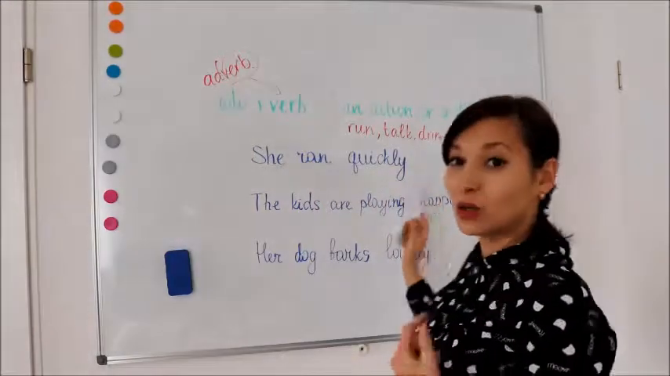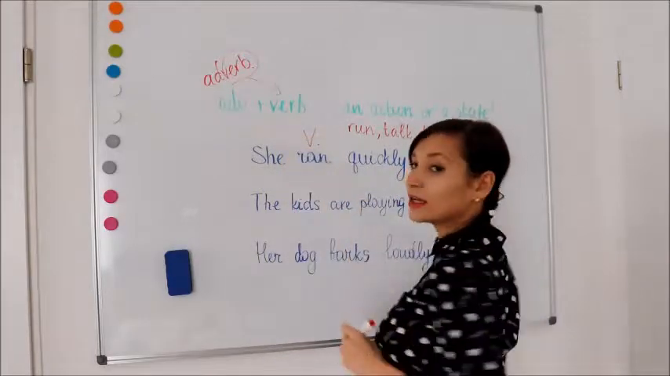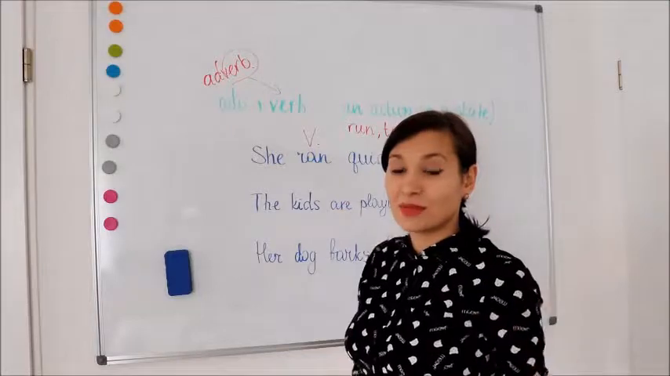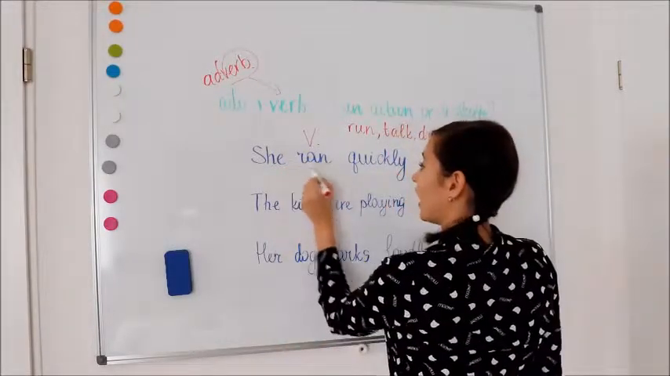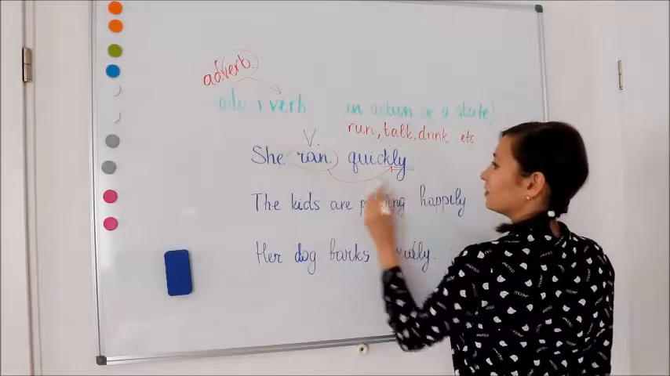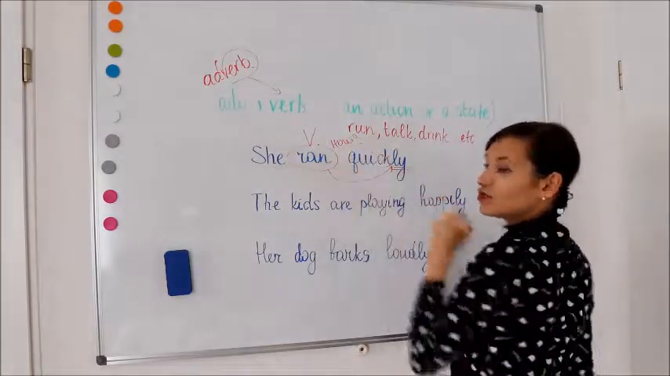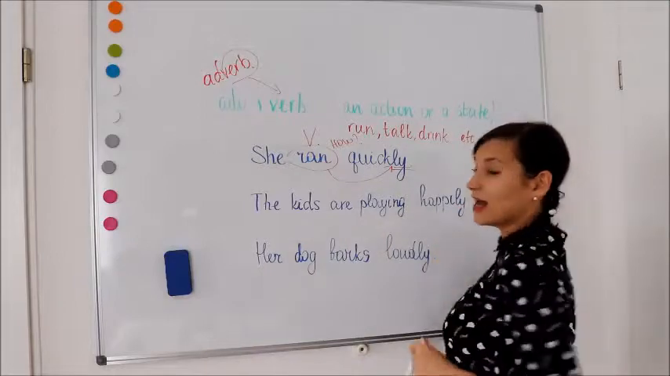She ran quickly. She ran, here's our verb, and we don't describe the person. We describe how she ran. How did she run? She ran quickly. So here is the question, how? She ran. How did she run? She ran quickly.